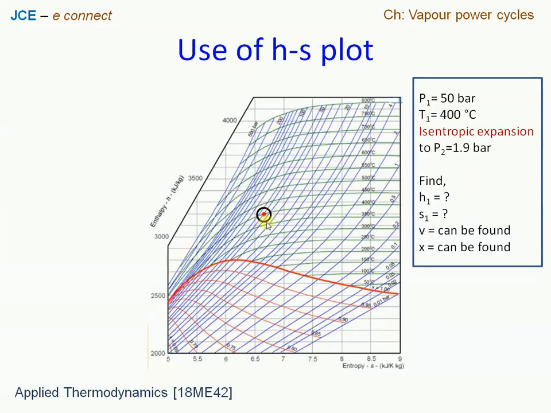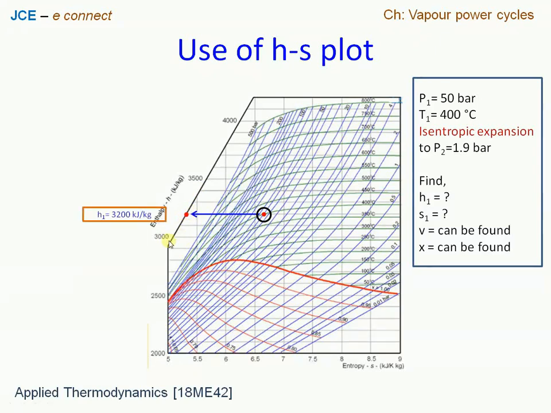So this will be the state point 1, where we have the 50 bar pressure curve intersecting with the 400 degree temperature curve. This is the point where the system is existing at state point 1. Now from this point, let us draw one horizontal line towards the y-axis. Then at this point we are going to pick up the enthalpy value.